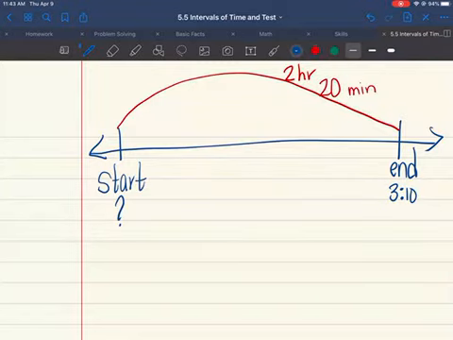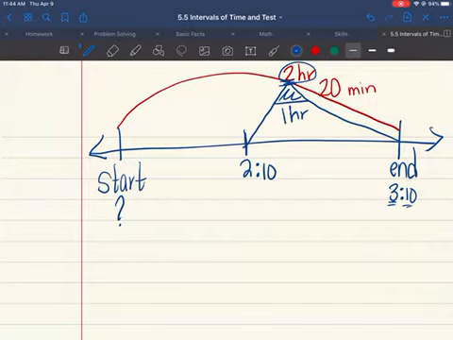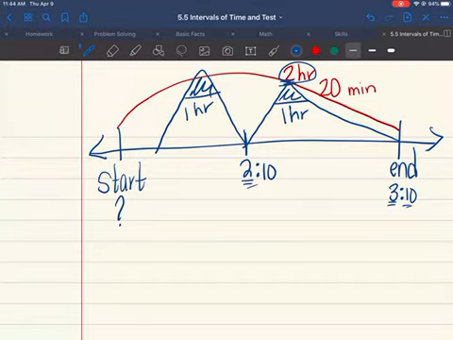The easiest thing for me is to do the hours first. So I'm going to go ahead and do one big mountain, and the mountain is 1 hour. So if I'm at 3:10, if I take 1 hour away, it's going to be 2:10. I still need to take away 2 hours, so I need 1 more hour. So I'm going to go back another mountain, which is going to be 1 hour. If I was at 2:10 and I take 1 hour away, it's going to be 1:10.